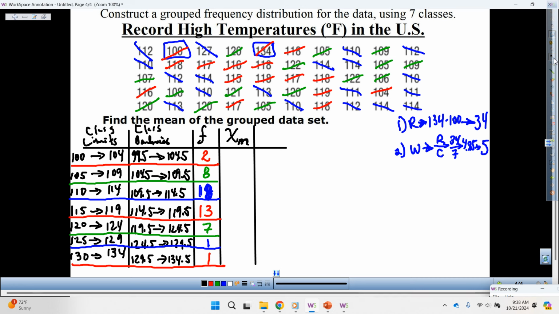Close, because we don't use M for mean. We use the mu, the other one, or the X bar. M stands for midpoint. So, midpoint between 100 and 104 is, calculators calculate. Very good. 102.